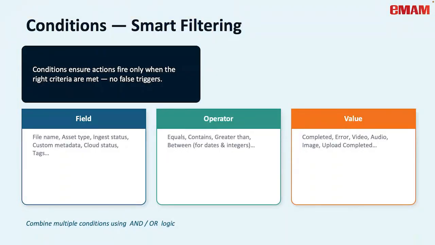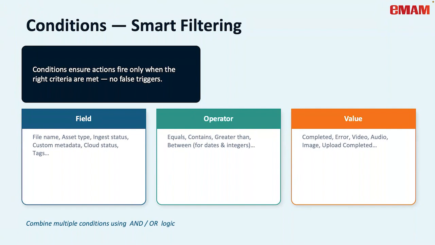Now, with that event happening, you can then set up one or multiple conditions. So like it's ingest, it's a video, the ingest process was complete, and it was used based on this ingest profile. Those conditions have to be met before you can move on to the actions. So again, the fields: file names, asset types, ingest status, custom metadata fields, cloud status, tags, and so on. The operator could be equals or contains or greater than or less than.